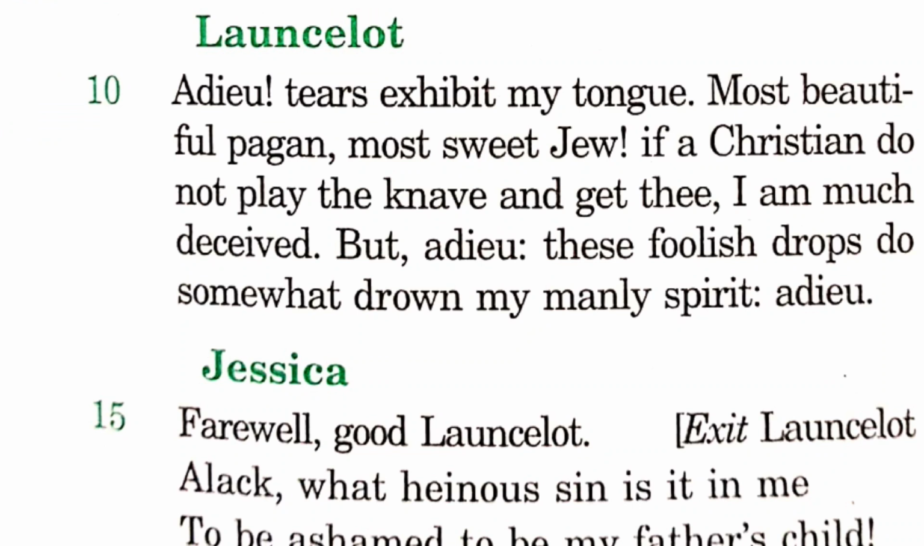Lancelot says, adieu, tears exhibit my tongue, most beautiful pagan, most sweet Jew. If a Christian do not play the knave and get thee, I am much deceived. But adieu, these foolish drops do somewhat drown my manly spirit, adieu.